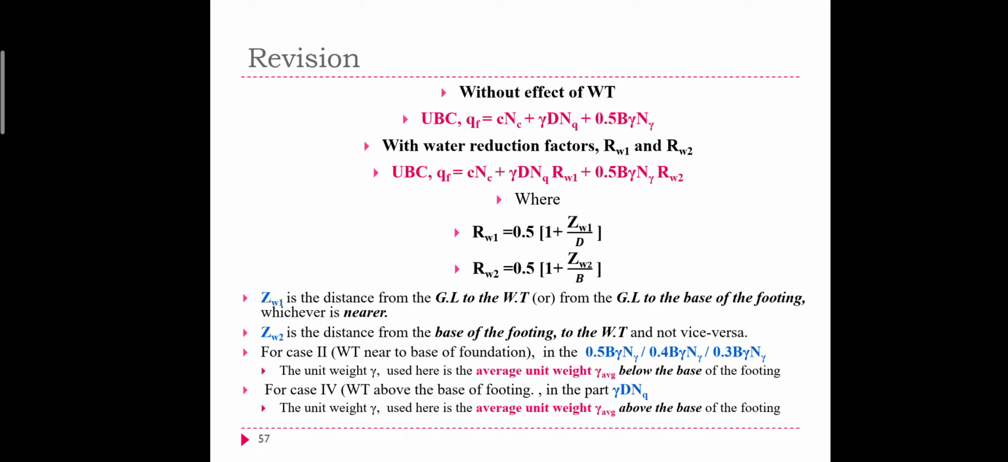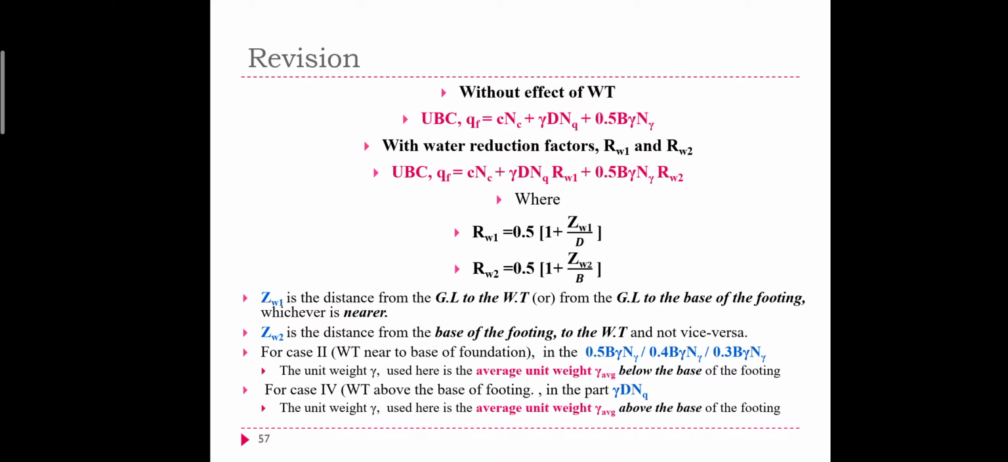Now when the effect of water table comes into picture, we multiply RW1 and RW2 in the second and the third terms respectively. The second term is gamma DNQ RW1 plus 0.5 B gamma N gamma RW2. We multiply RW1 and RW2 when water table comes into picture. So that is the formula. This is for strip footing. For a circular footing, how do we write it? 1.3 CNC plus gamma DNQ RW1 plus 0.3 B gamma N gamma RW2.